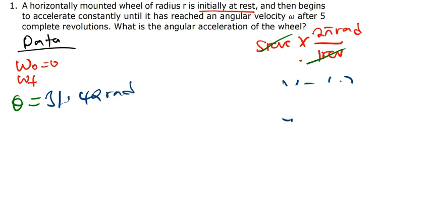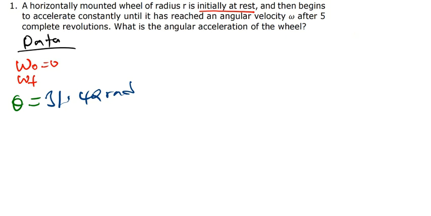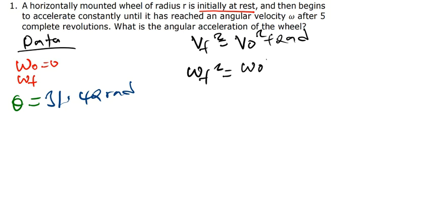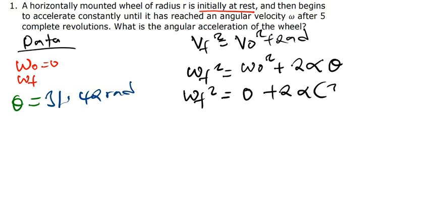Now the question is, we want to find the angular acceleration. Remember the formula we used under linear motion: v final squared equals v initial squared plus 2ad. The same formula works here, but I replace v final with w final squared, v initial with w initial squared, acceleration with alpha, and d with theta. I want to find alpha. Final I don't know, I've not been given it. Initial is 0, it started from rest. Alpha I don't know. The theta is 31.42.